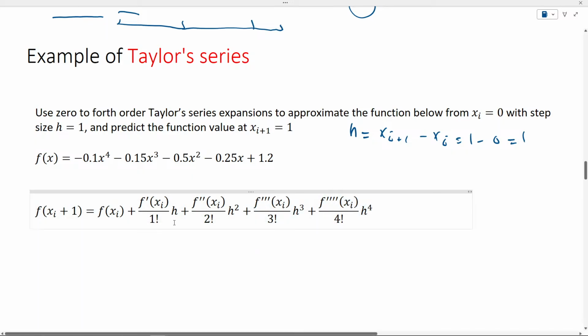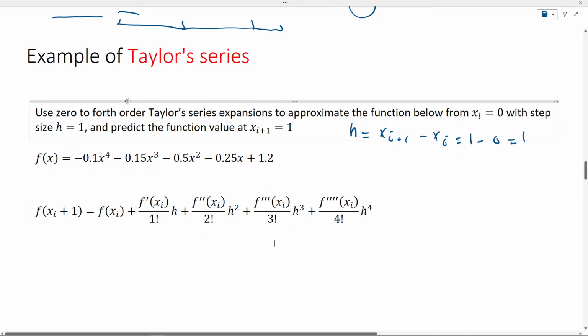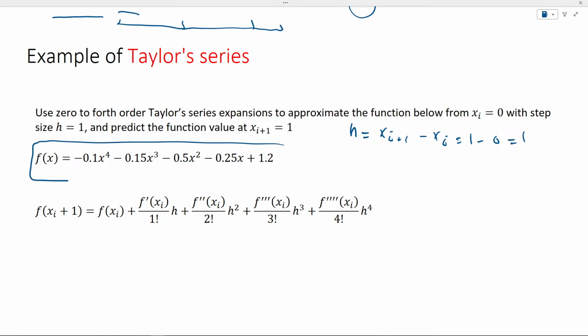So now let me explain again what is going on here. So this is my function, the function that I have, and I want to approximate this function at x equal to 1. Okay, and I know xi is 0 and xi plus 1 is equal to 1. So I want to approximate it here, and I know my function at xi. So how to do this?